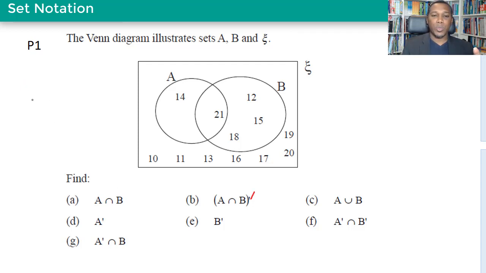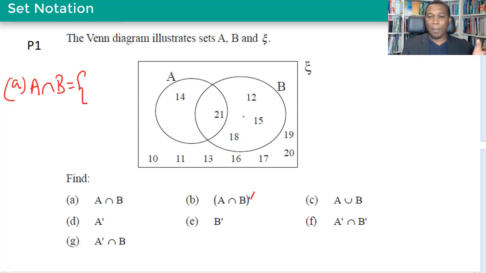And I'll just do the first one. If we want the set A intersection B, what are the elements that are in A intersection B? We'll use our curly brackets. And A intersection B, that's the overlap between A and B. It's only one member element. 21 is the only member of that set.